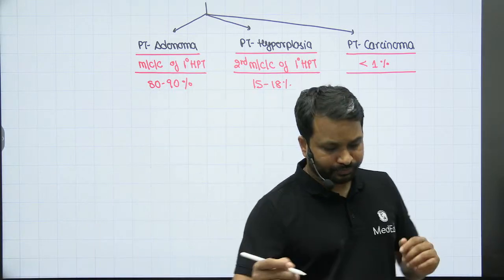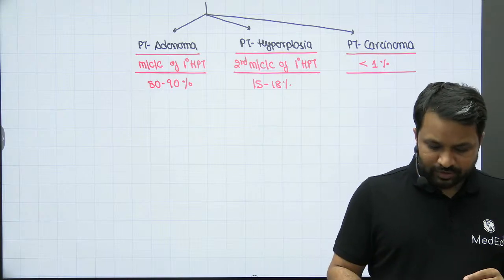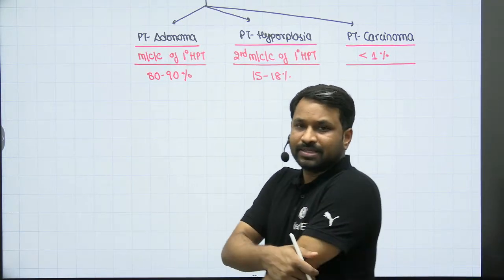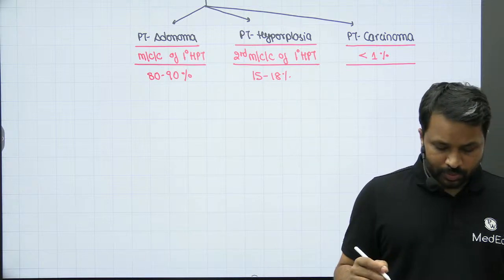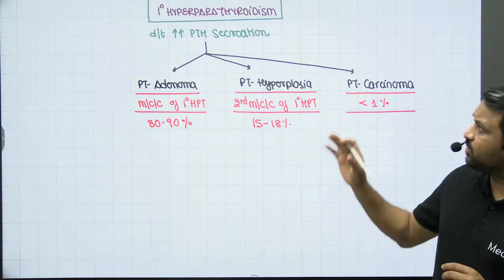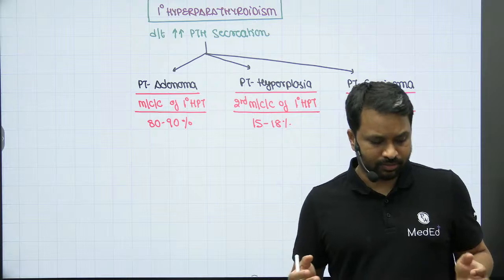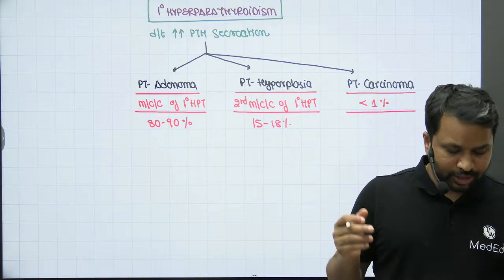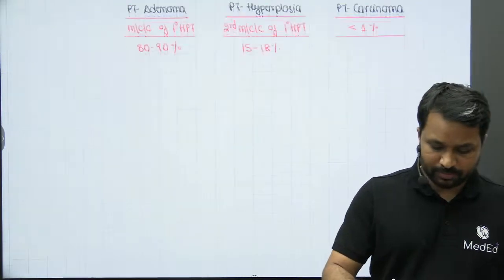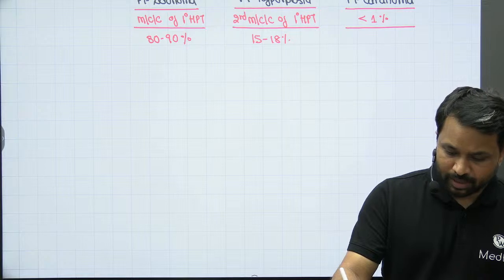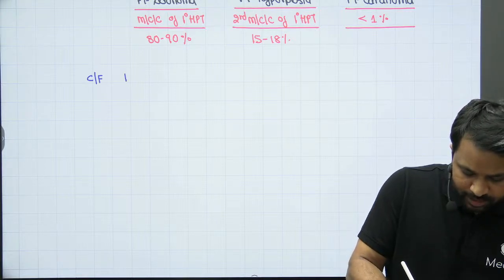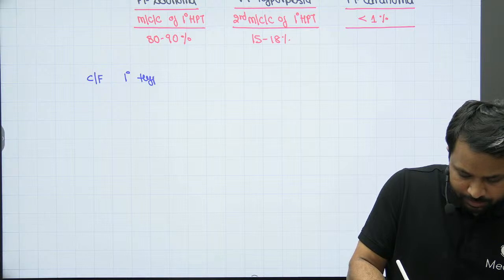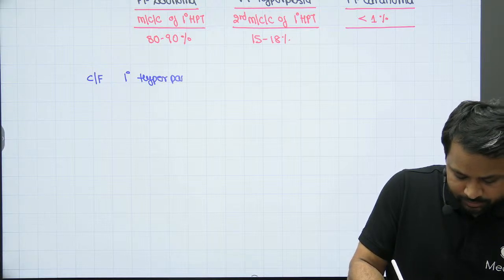Okay? Chalo. So you have the parathyroid adenoma, the parathyroid hyperplasia, as well as the parathyroid carcinoma. Now, when you talk about these three causes, all three will result in primary hyperparathyroidism. But how do I know that a patient is suffering from primary hyperparathyroidism? So we'll be discussing the clinical features of primary hyperparathyroidism.